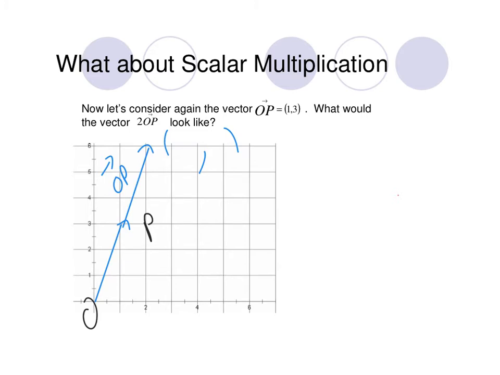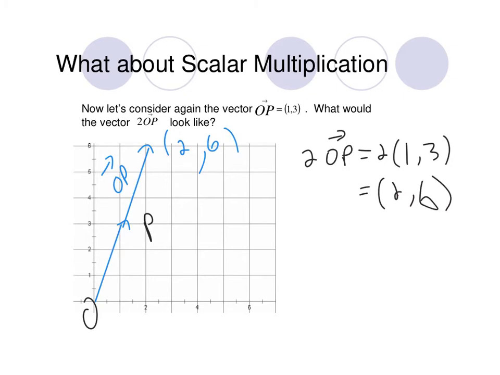And then notice just simply the coordinates of the tip of the second OP. When we take the two OPs together, we then get coordinates of 2, 6. And just note that if we did 2 times the vector OP, that's 2 times the vector (1, 3), that it does just look like we multiply each of those coordinates by 2. And then we're going to get the new tip of OP.